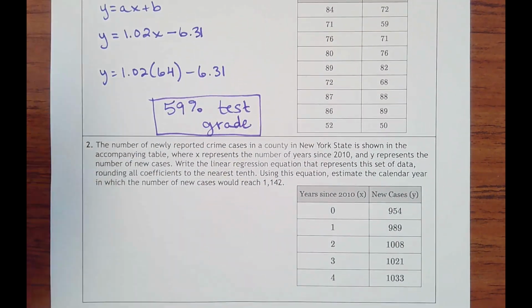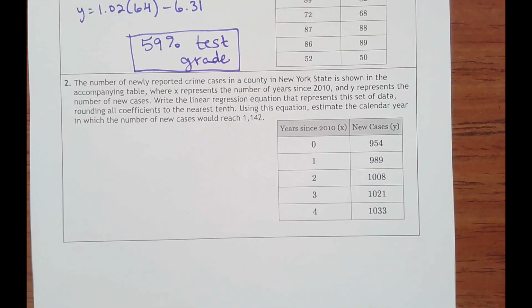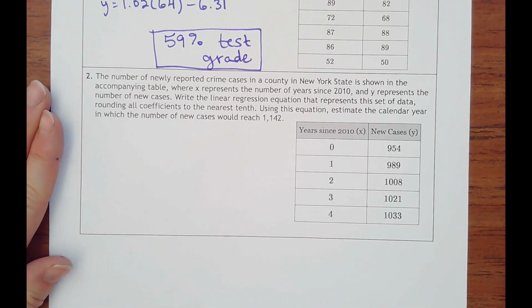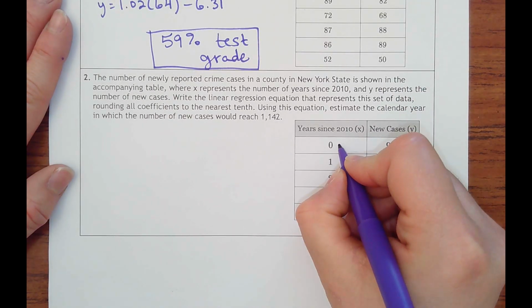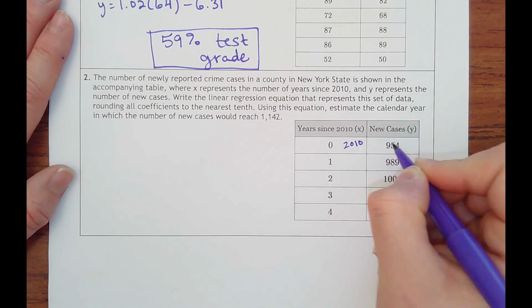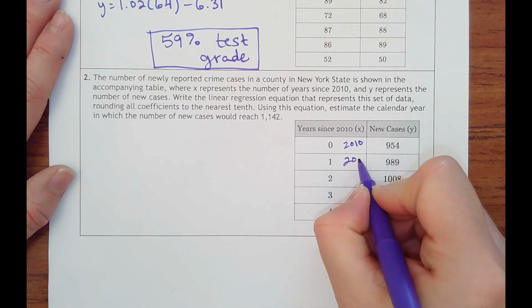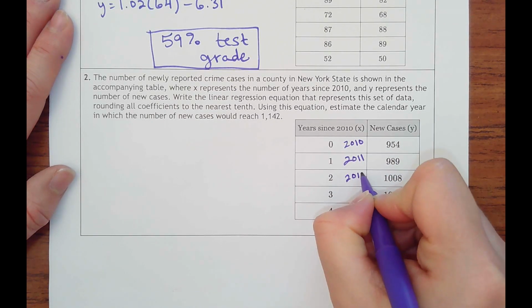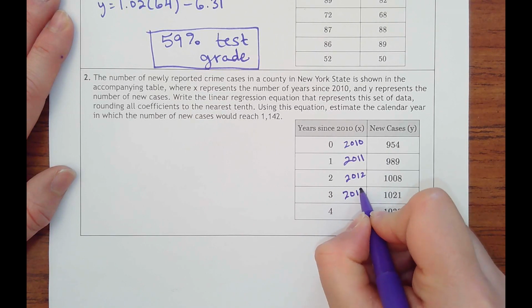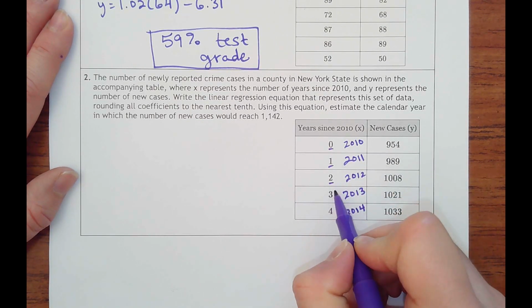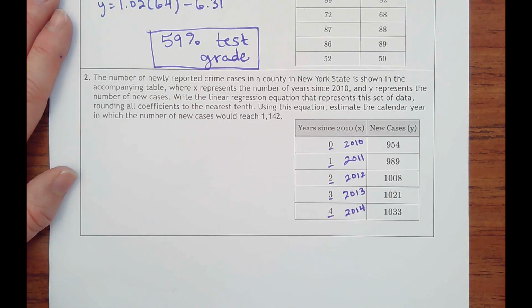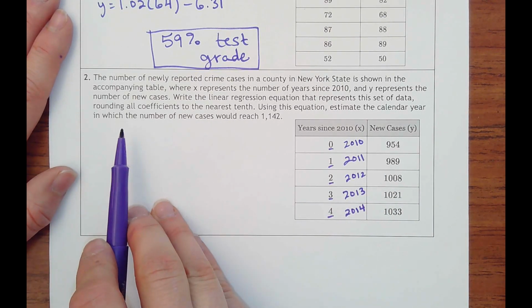Okay, let's try one more. It says the number of newly reported crime cases in a county in New York State is shown in the accompanying table, where X represents the number of years since 2010. I want to talk about that for just a minute. If this is 0, that really means this is year 2010. 1 year after that would be 2011, 2012, 2013, 2014. But I'll be using these numbers to put into my list. It says Y represents the number of new cases.